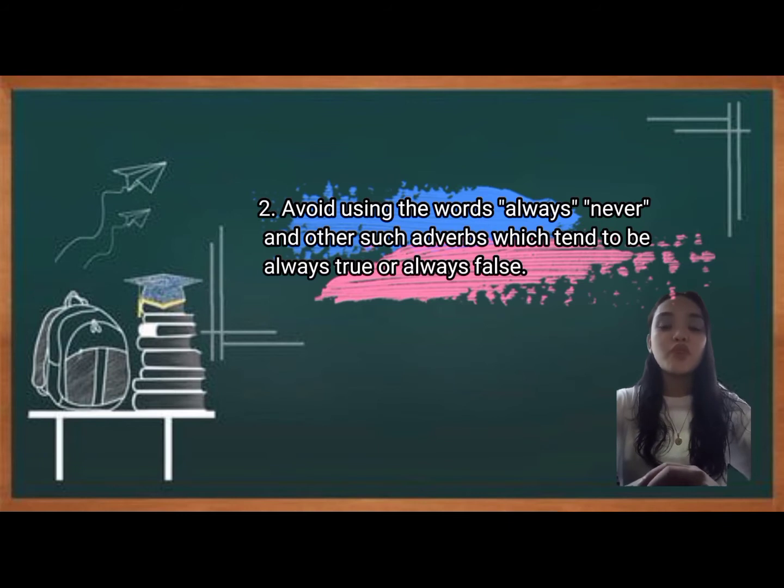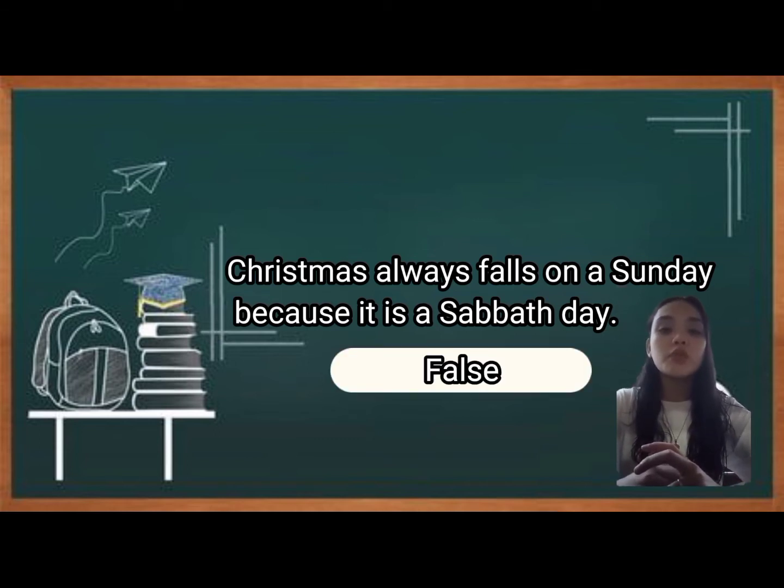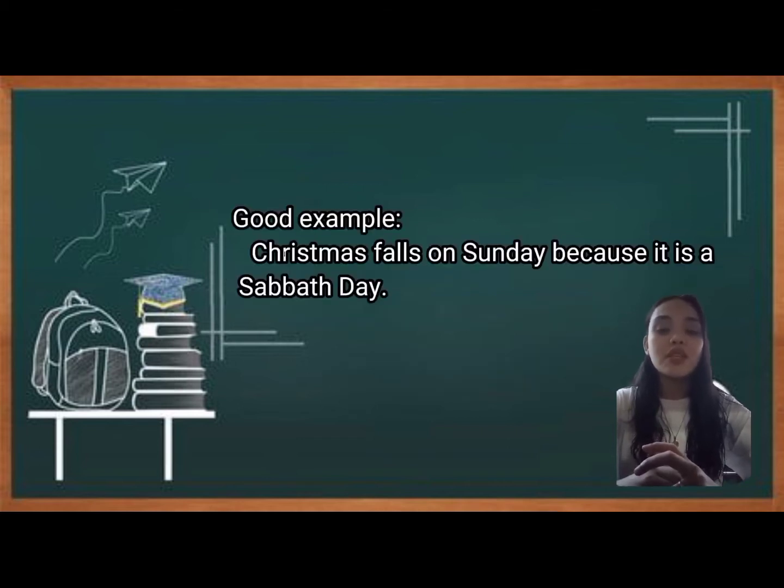The second guideline is to avoid using the words always, never, and other such adverbs that tend to be always true or always false. For the non-example: Christmas always falls on a Sunday because it's Sabbath day. Statements that use the word always are almost always false. In order to improve the phrase, we apply the guideline of avoiding the adverb always. So here it goes: Christmas falls on a Sunday because it is Sabbath day.